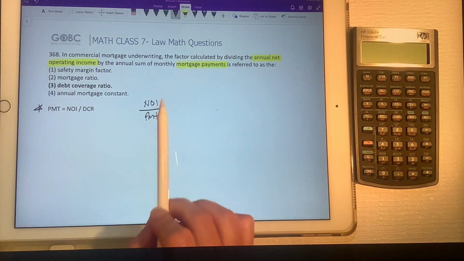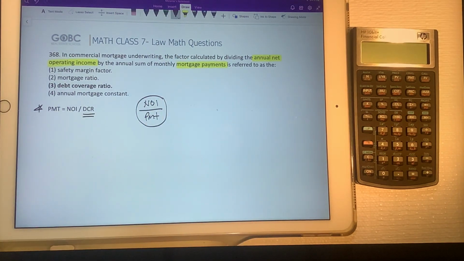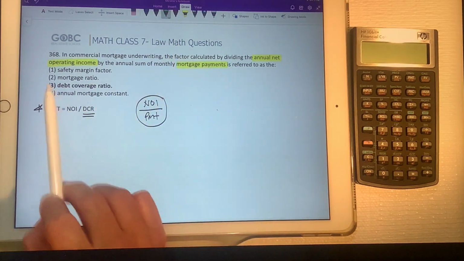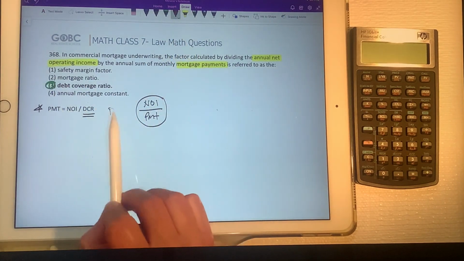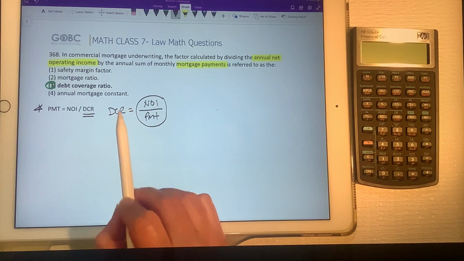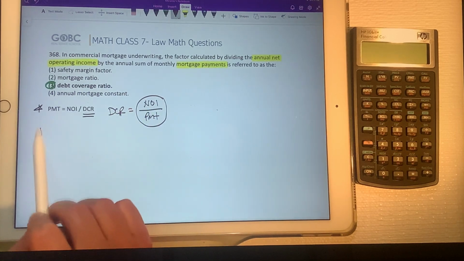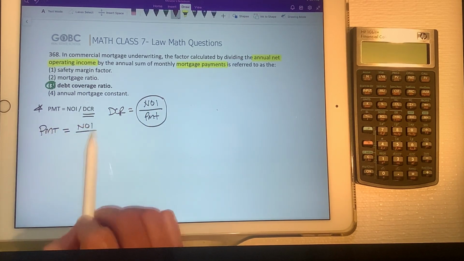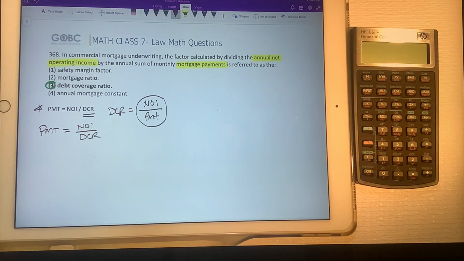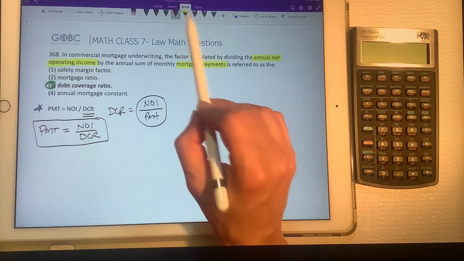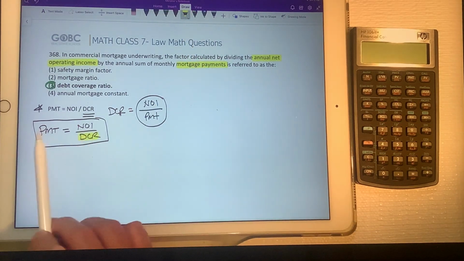So when you look at this, when you write it like this, you see that the only thing that's left in that formula is the debt coverage ratio. So the debt coverage ratio is, in fact, equal to the NOI divided by the payment. So I'm going to just rewrite this so that it looks the same as mine. When you have a formula like this, you don't have to do the whole complicated process for rearranging it. All you need to do is switch the term, right?